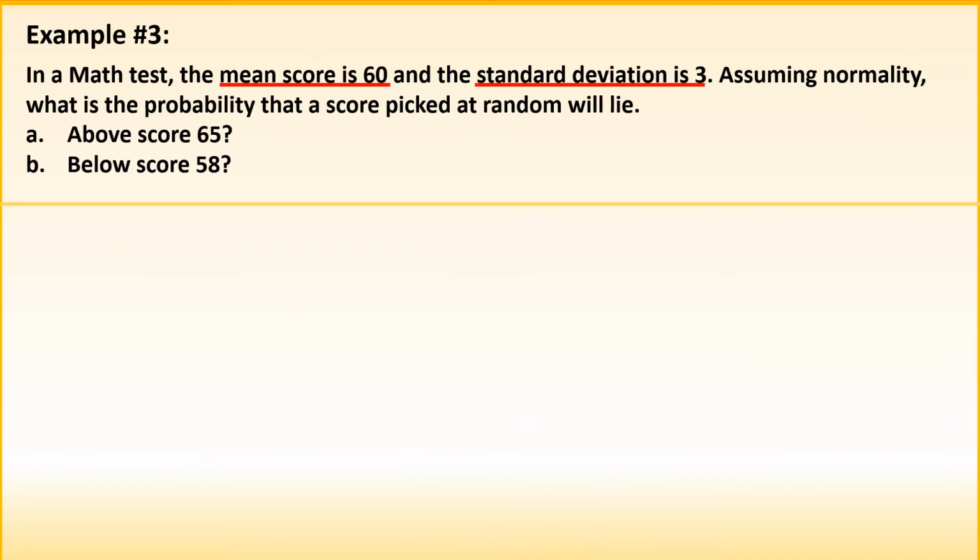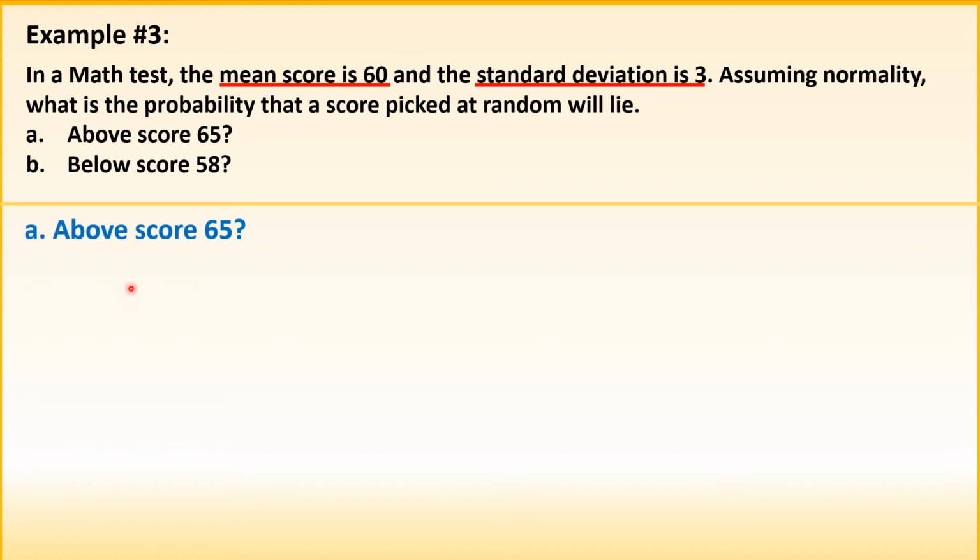Let's have your example number 3. In a math test, the mean score is 60 and the standard deviation is 3. Assuming normally, what is the probability that a score picked at random will lie? First question is above score, 65. Second question is below score, 58.